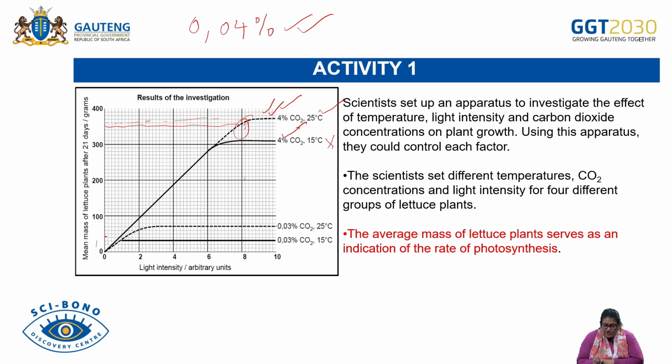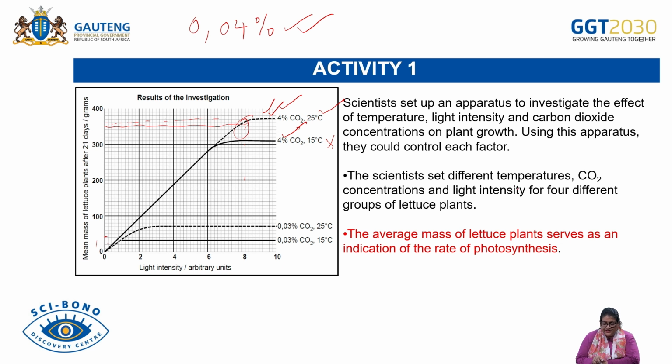Okay, so let us see. Scientists set up an apparatus to investigate the effect of temperature, light intensity, and carbon dioxide concentration on plant growth. Now, learners, always, we first analyze this graph because we've just done those graphs and we took that graph and we applied it to this graph. Now, when you're reading it, it makes a lot of sense that the scientists wanted to investigate the effect of temperature, there it is in degrees Celsius, light intensity here in units, CO2 levels in percentage, right, on plant growth. Using this apparatus, they could control each factor.